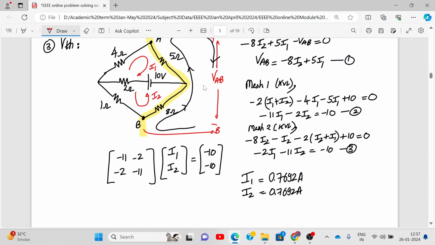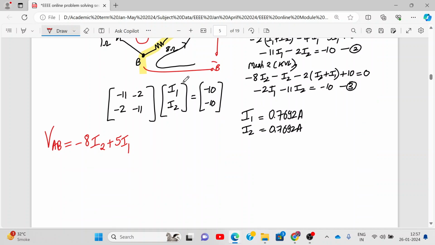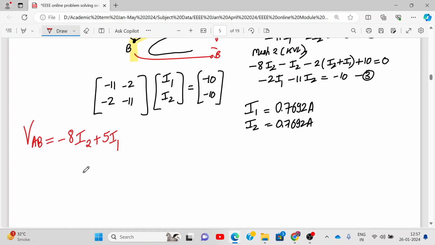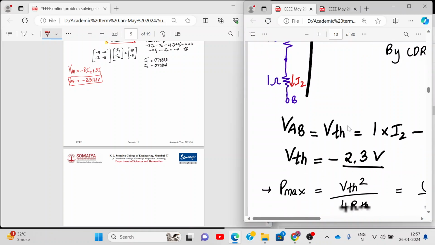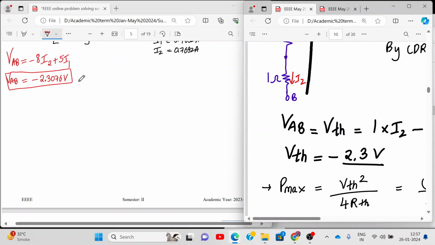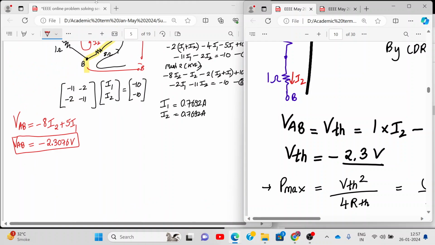Now let's find VAB. What is the VAB equation? Minus 8 I2 plus 5 I1. Please calculate this and let me know. How much is it? Both the currents are the same, so minus 2.3076. Correct. Let me cross check with this. See, minus 2.30. Correct now? Yes or no? We are getting it correct.